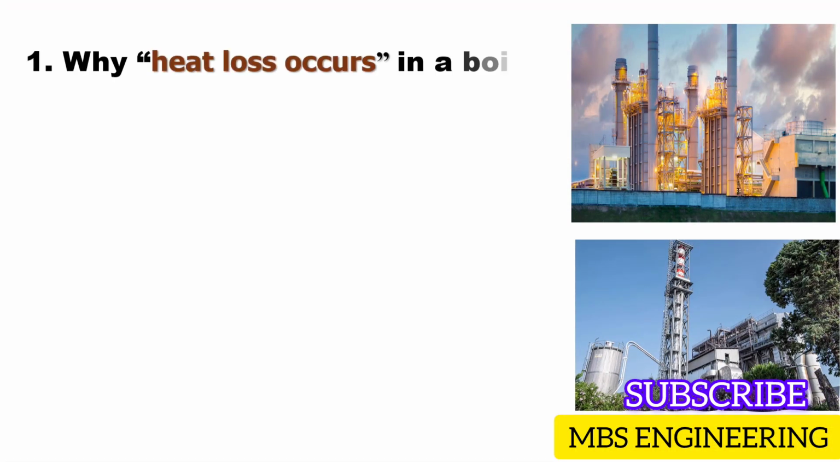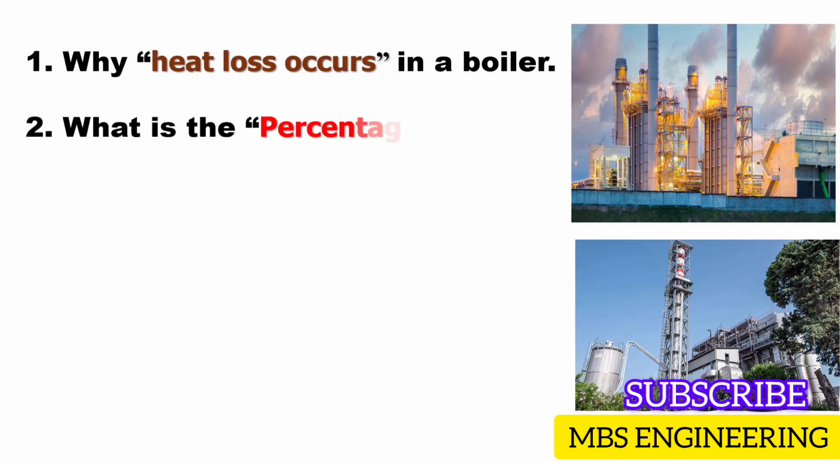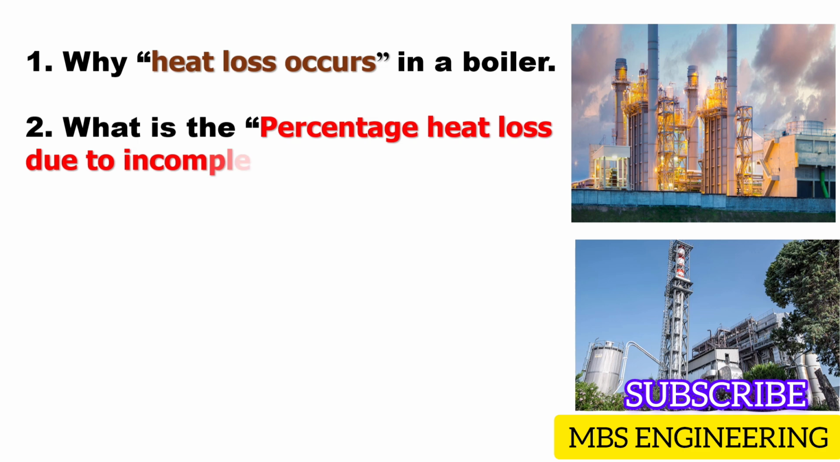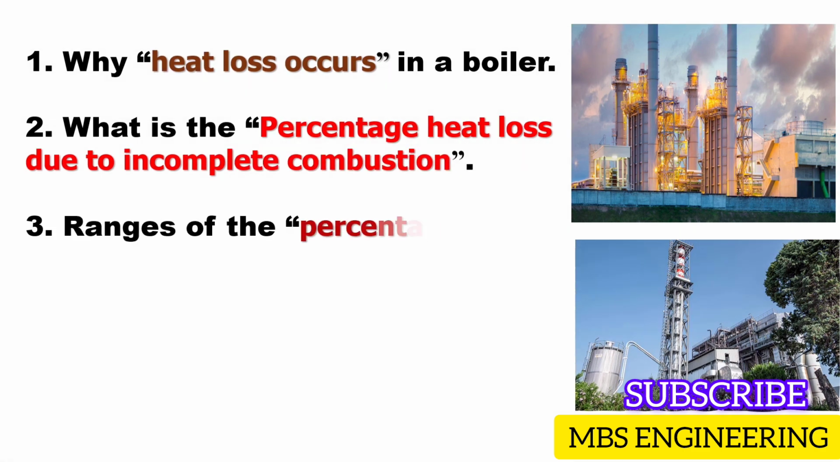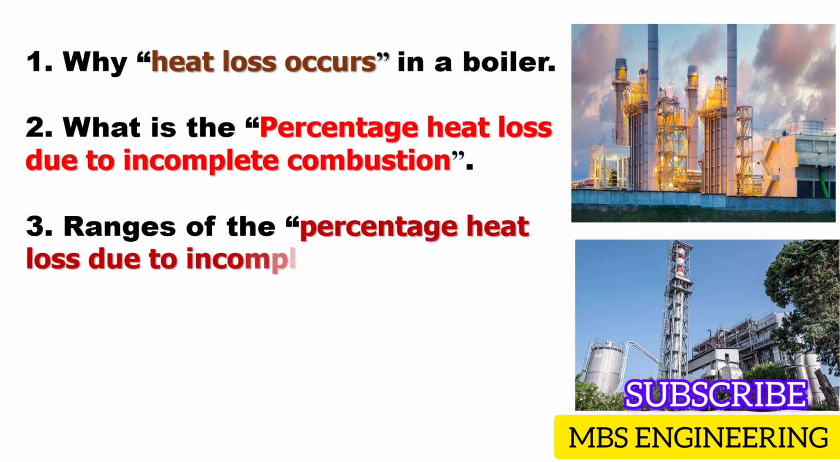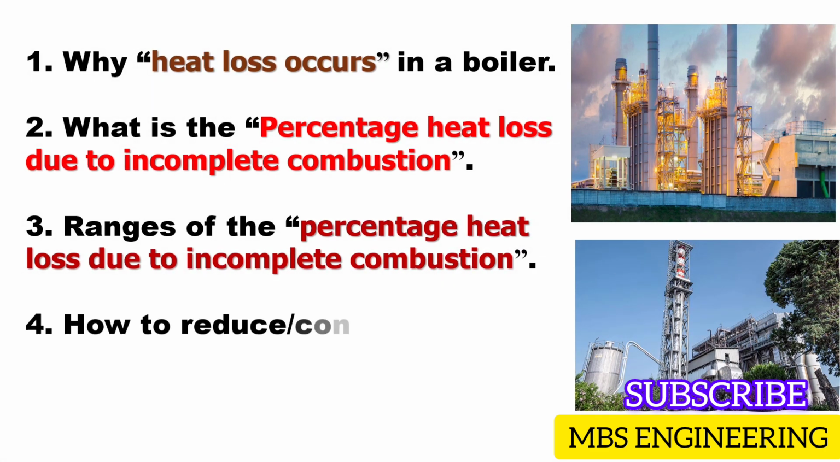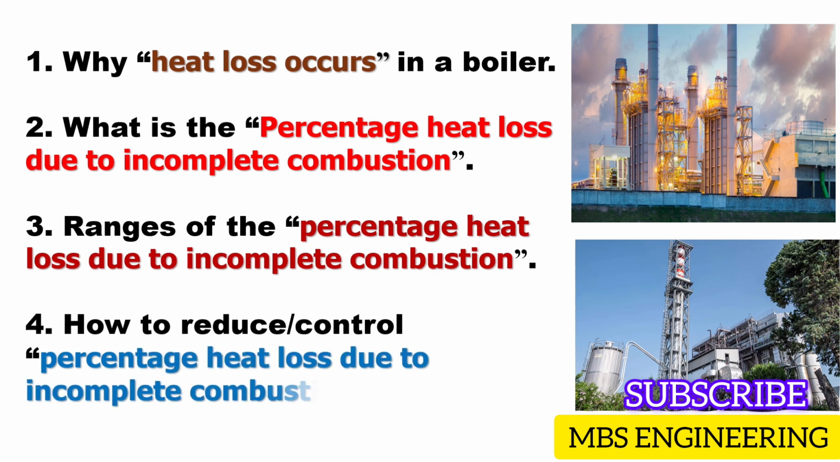The first topic is why heat loss occurs in a boiler. Next, the second topic is, what is the percentage heat loss due to incomplete combustion? Next, the third topic is, ranges of the percentage heat loss due to incomplete combustion. And finally, the fourth topic is, how to reduce the percentage heat loss due to incomplete combustion. We will cover the above topics in the upcoming slides.